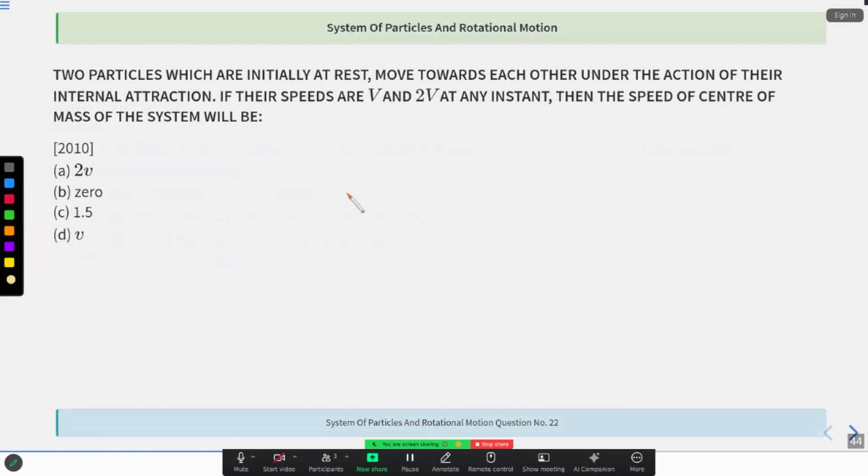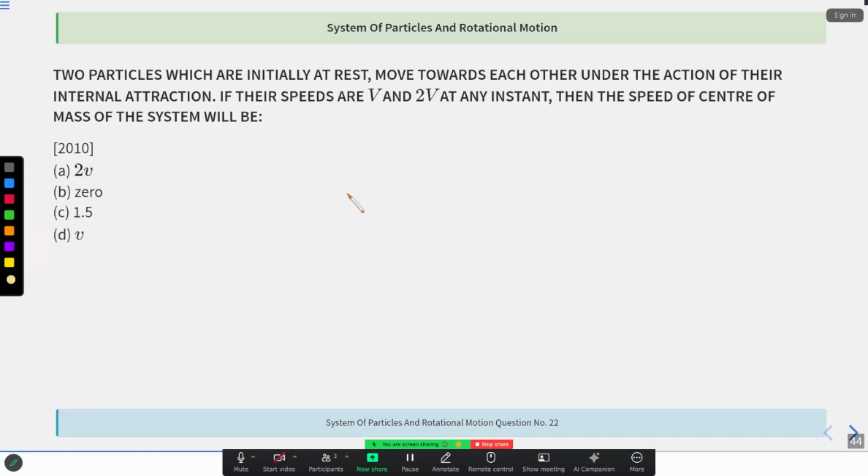Two particles which are initially at rest move towards each other under the action of their internal attraction. So there was some attraction between the bodies, and due to that they are coming together. This is a bit of gravitation, I feel. If their speeds are v and 2v at an instant, then the speed of the center of mass of the system will be?